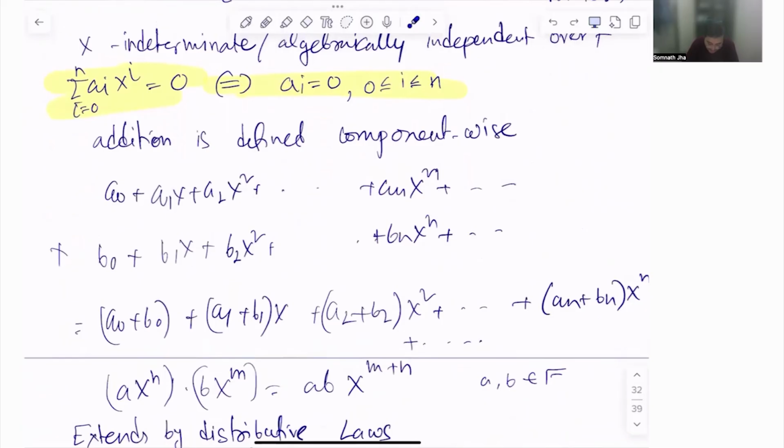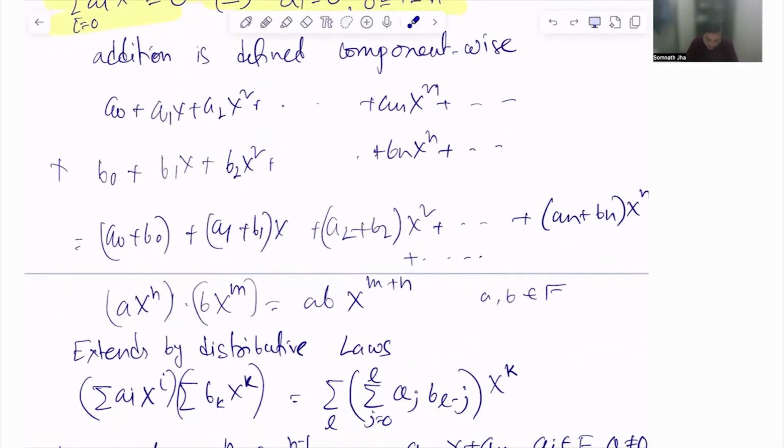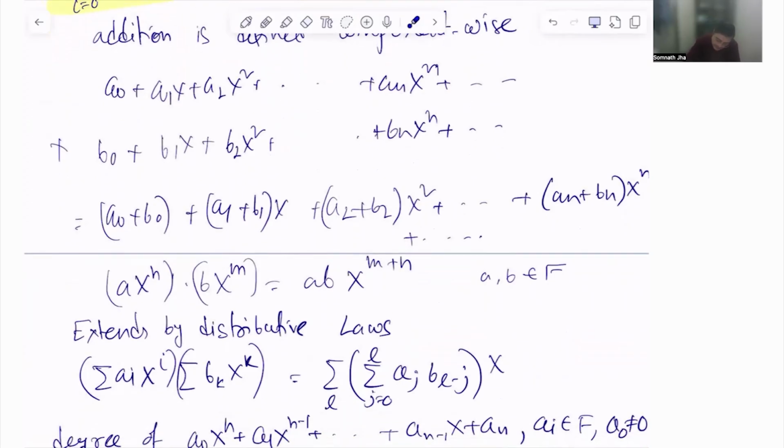How do you multiply two polynomials? Well, you define the multiplication of x to the power n into x to the power m to be x to the power m plus n. And you define the multiplication of ax to the power n and bx to the power m, where a and b are two elements of the field, to be ab into x to the power m plus n. Right? And then extend by the distributive law. What does it mean? If you have two polynomials, sum of ai x to the power i and sum of bk x to the power k, then the product is sum of cl x to the power l, where the coefficient of x to the power l is the summation of aj and b(l minus j), where j varies from 0 to l, right?